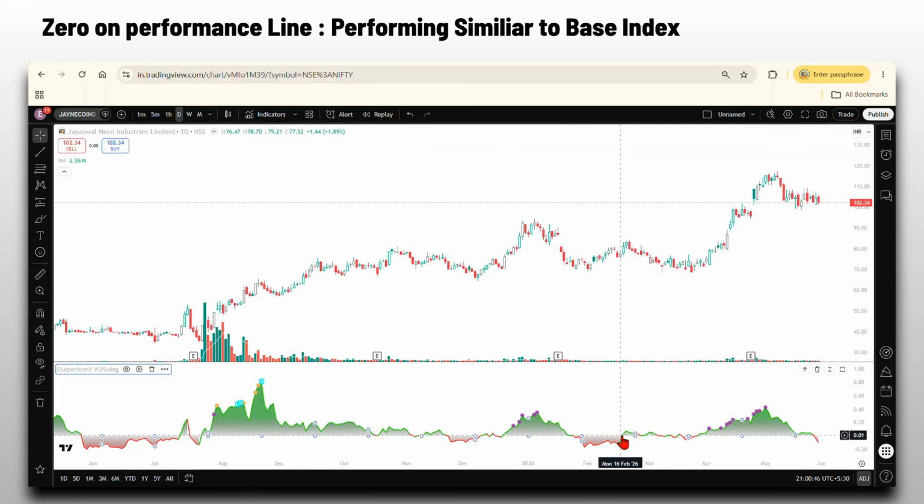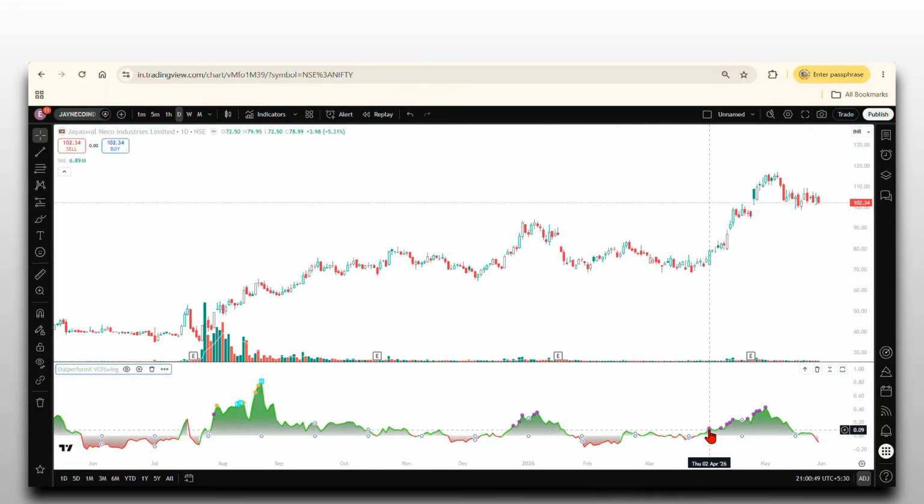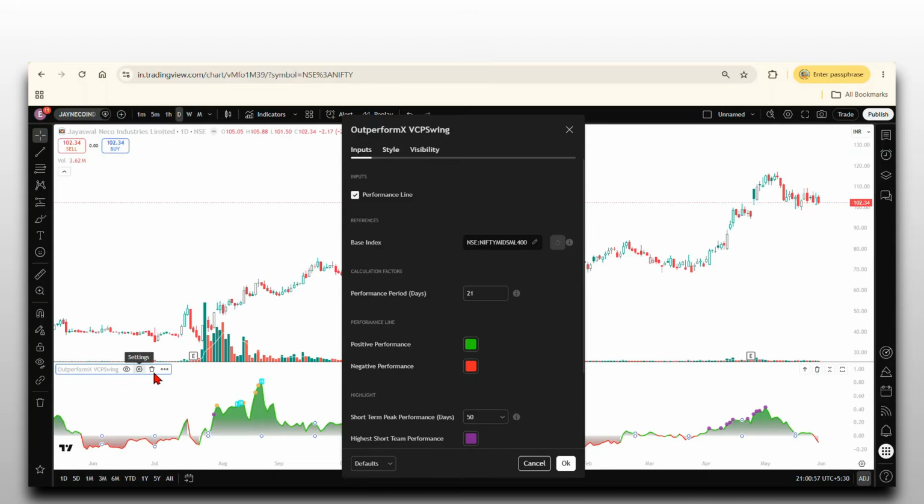On this chart, you can also see three types of markings: this purple dot, this yellow dot, and this H. What it means, I'll explain this one by one. So firstly, we'll just go to settings. Here you can see for the base index, I have used Nifty mid small 400 index.